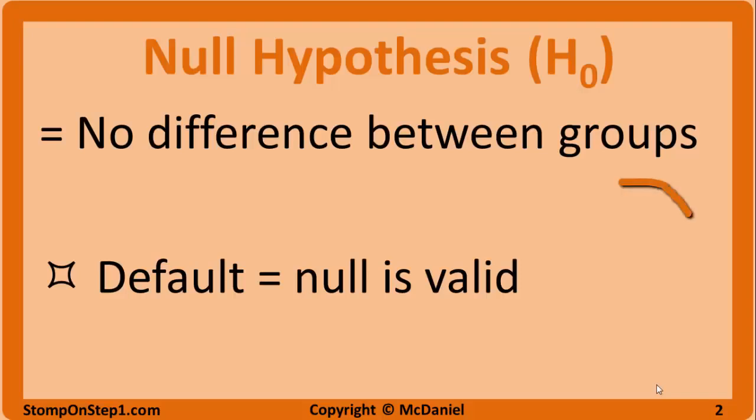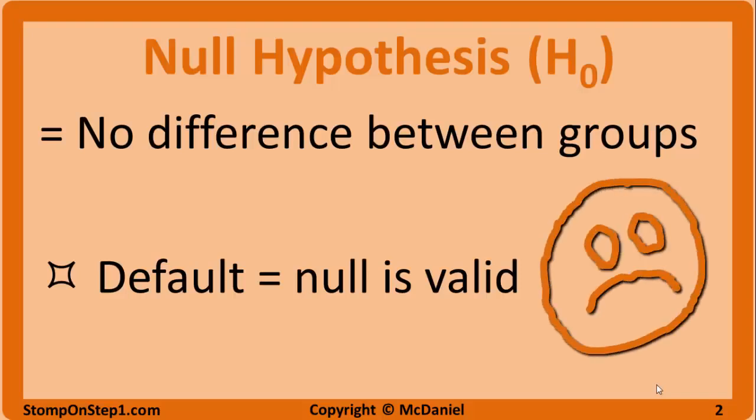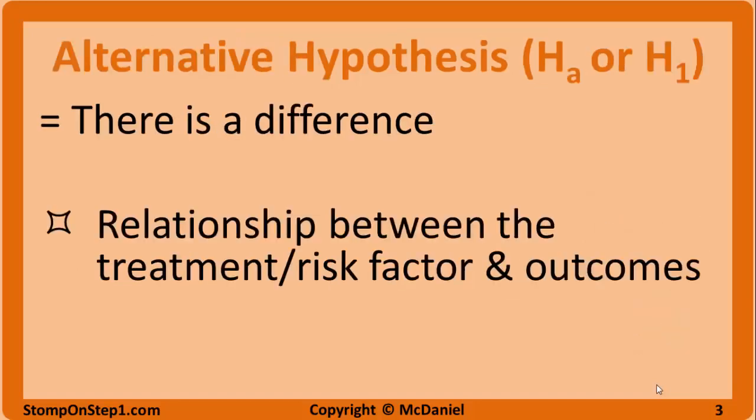If you are a researcher, it's usually kind of a bummer when the null hypothesis is valid because it means you didn't find a treatment that works, or that the risk factor you're studying isn't as important as you were hoping. The alternative hypothesis is denoted by H subscript A or H1. As you might expect, it is the opposite of the null hypothesis.